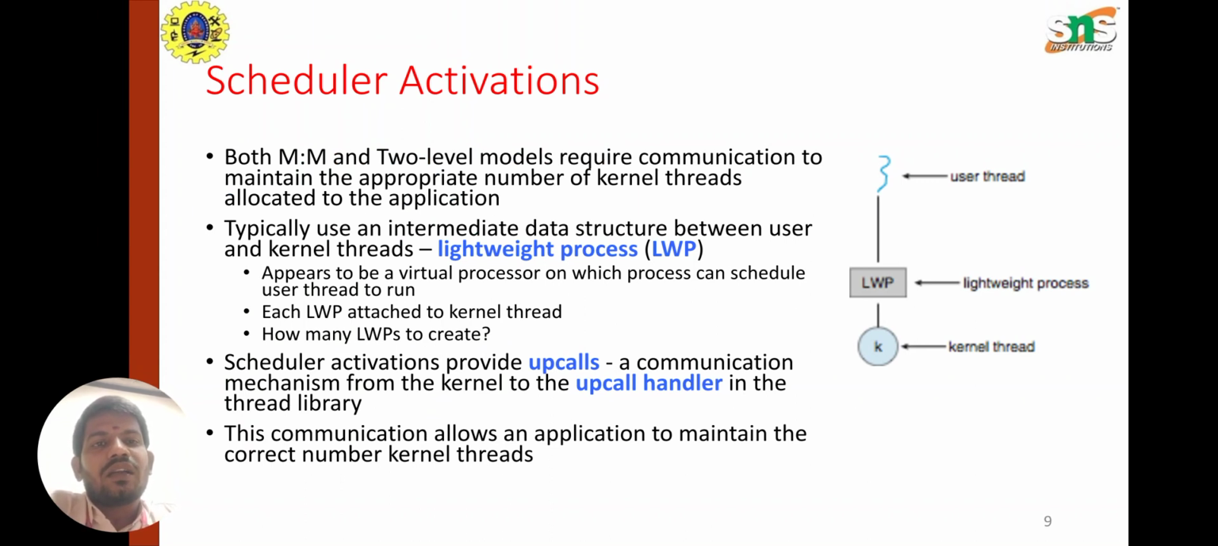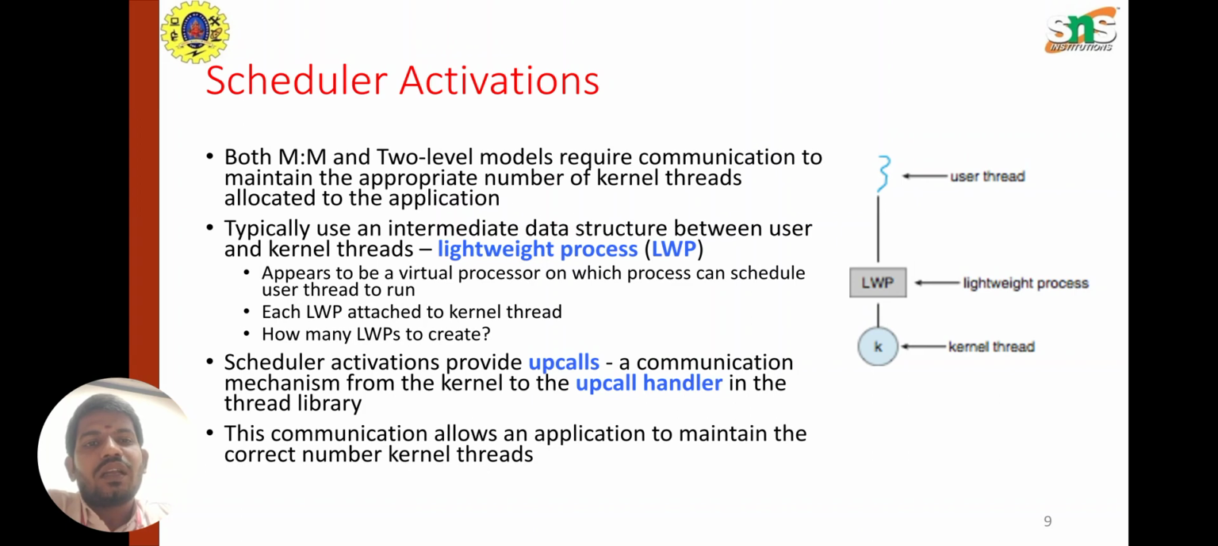Scheduler activation. Both the many-to-many and two-level models require communication to maintain the appropriate number of kernel threads allocated to the application. Typically an intermediate data structure is used between user and kernel threads: the lightweight process, or LWP, which appears to be a virtual processor on which the process can schedule a user thread to run. Each LWP is attached to a kernel thread.